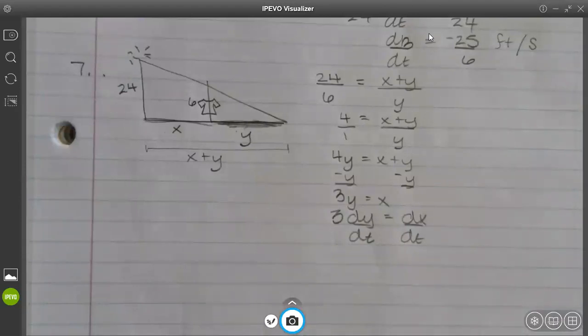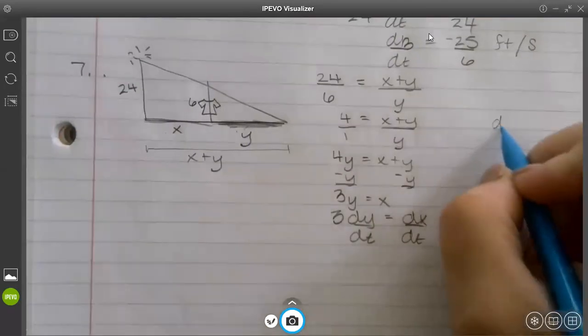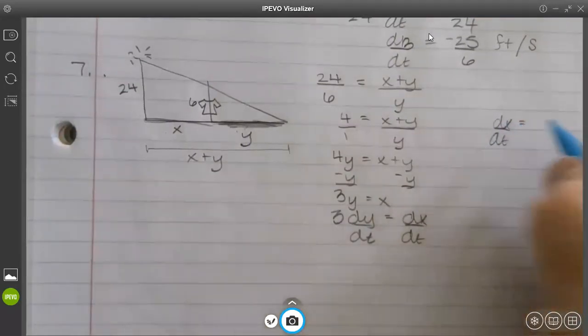What do we know? Which one is that? Why is it X and not Y? What is Y? Her shadow. Remember, the shadow is going to be in front of her because the light's behind her. Common sense. So we're looking at just the X. So dx over dt. She's walking away.